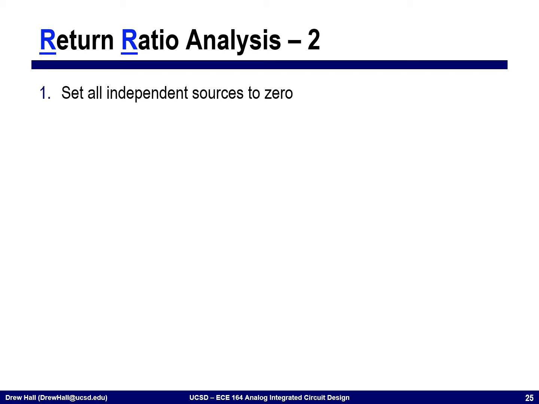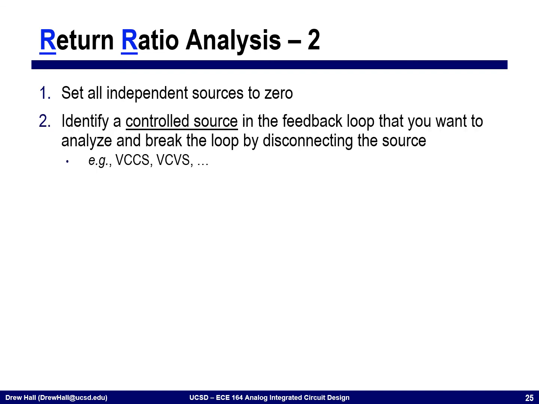All right, so the cookbook procedure for return ratio analysis is to first set all of the independent sources to 0. This is exactly the same thing we do anytime we're doing a small signal analysis of a circuit. Then we're going to identify a controlled source in the feedback loop that we want to analyze, and we're going to disconnect this. Almost always you'll want to do this with something like a voltage-controlled voltage source or a voltage-controlled current source. It turns out that transistors naturally have this transconductor element, g_m, that we can always use to break this.